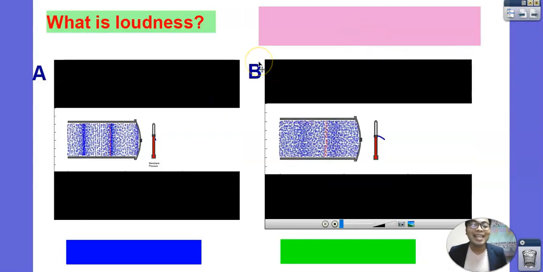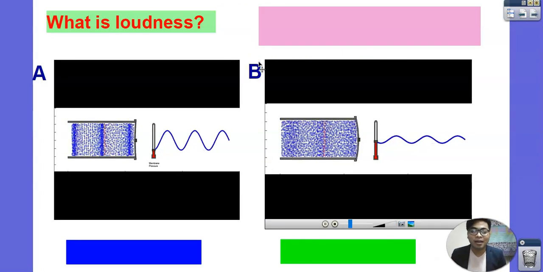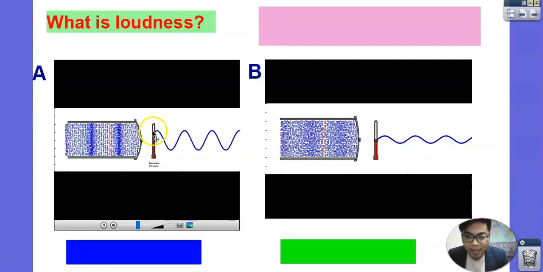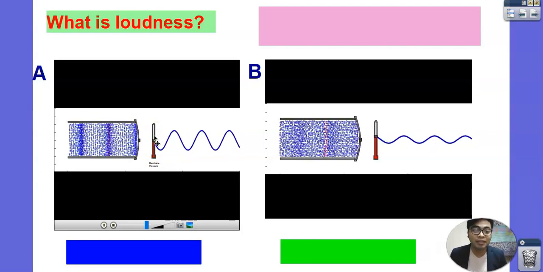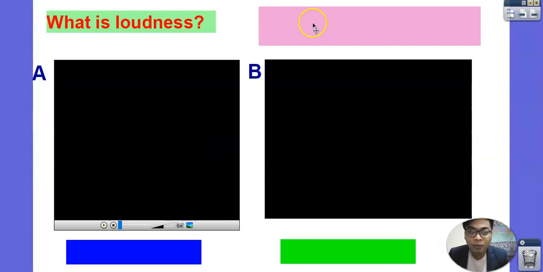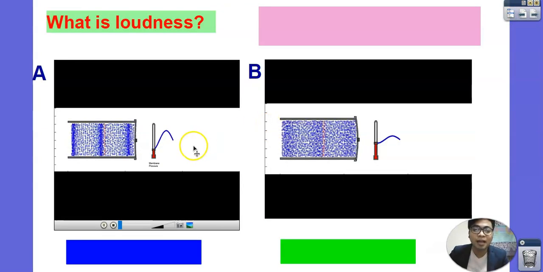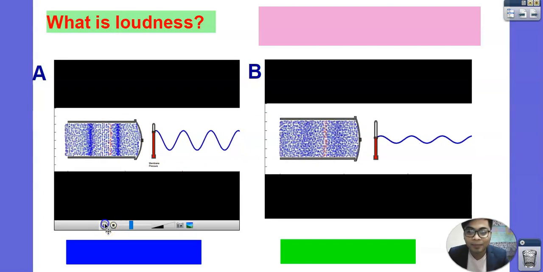So what is loudness? I want you to focus on this A and B here. If, for example, we measure it with a device which will measure its sound waves, we call this your sound waves. Again, I'm going to play it again. So we call that sound waves. Notice the difference between the sound waves of A and B.